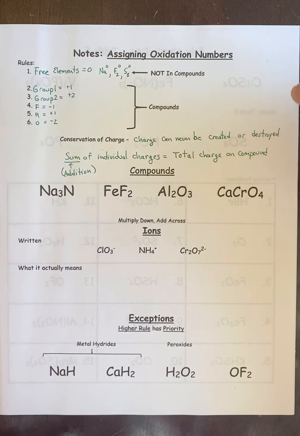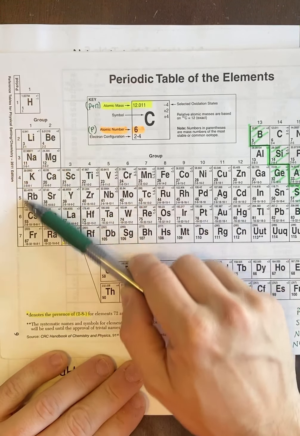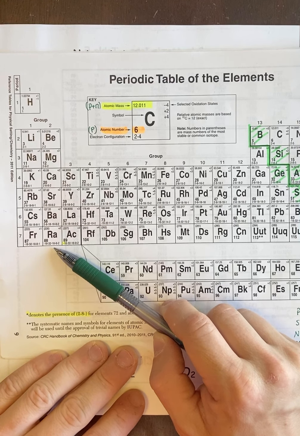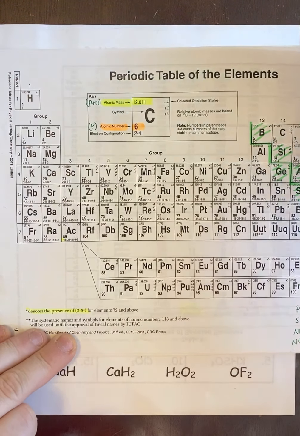Now for the elements, we've got group 1 plus 1, group 2 plus 2, F minus 1, H plus 1, O minus 2. And the easiest way to remember it is you can see it right here. Group 1 is really from lithium straight down. They're all going to be plus 1. Group 2 is from Be straight down. They're plus 2. And then we have rules for F, H, and O, and that is it. Those are the only ones that have rules.